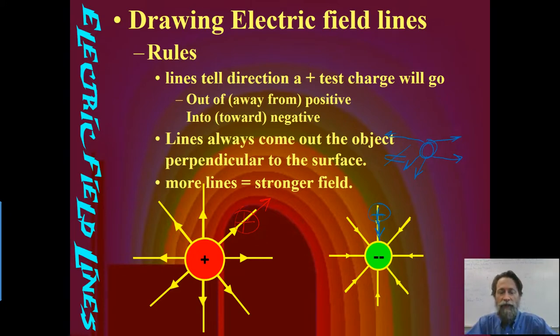And then lastly, the more lines we draw, the stronger the field is. So if I take the one on the right and add these lines here, then I could look at the two of these and say the field on the right one is stronger than the field on the left because it has more lines associated with it. Okay, so out of positive into negative. Secondly, the lines always come out perpendicular. And thirdly, the more lines, the stronger the field.